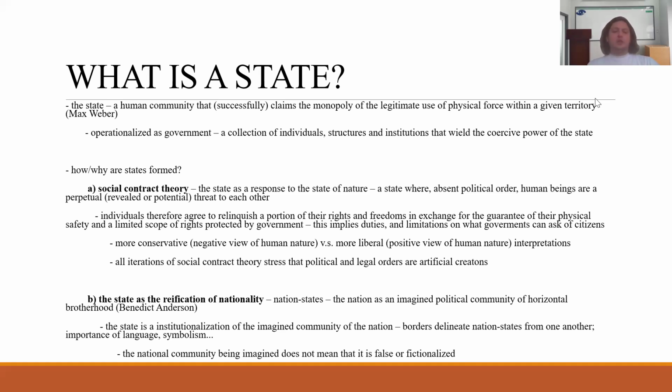The second interpretation of how states are created, which is not necessarily mutually exclusive with the first, so it can coexist with social contract theory, it just emphasizes other elements, is that the state is a reification, or if you will, a realization of a nationality, of a national idea. This theory emphasizes that all states today, or the vast majority of them at least, are nation states. They're states which represent a certain nationality. So Croatia is the state of Croatians. India is the nation state of Indians, whereas France is the nation state of the French.